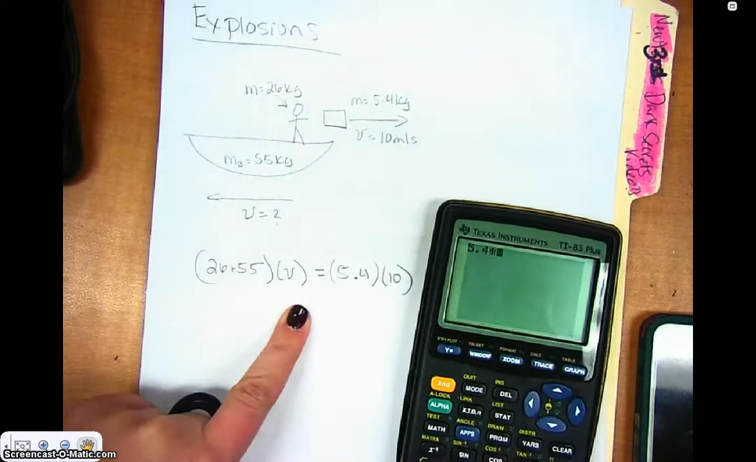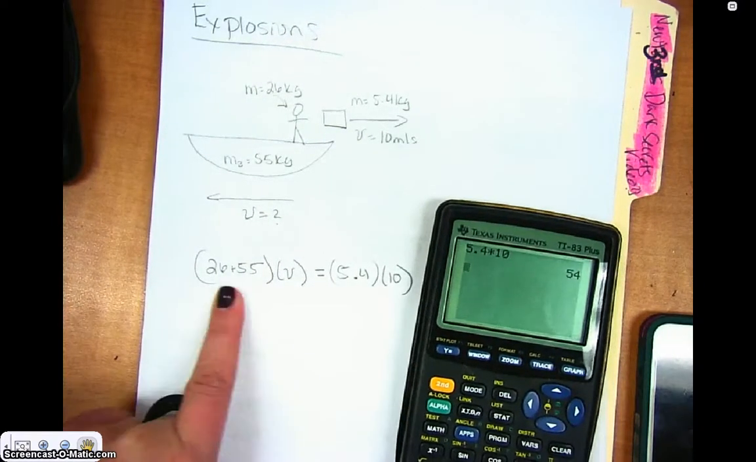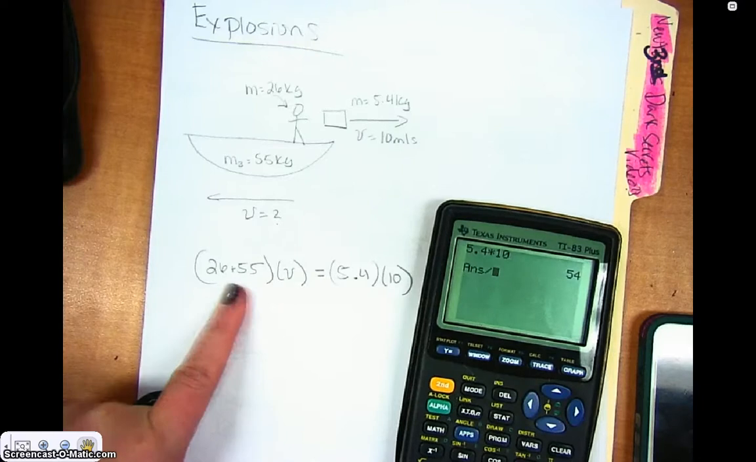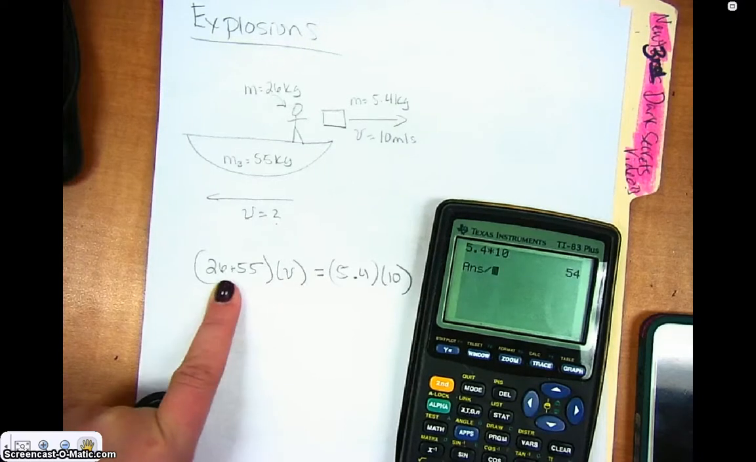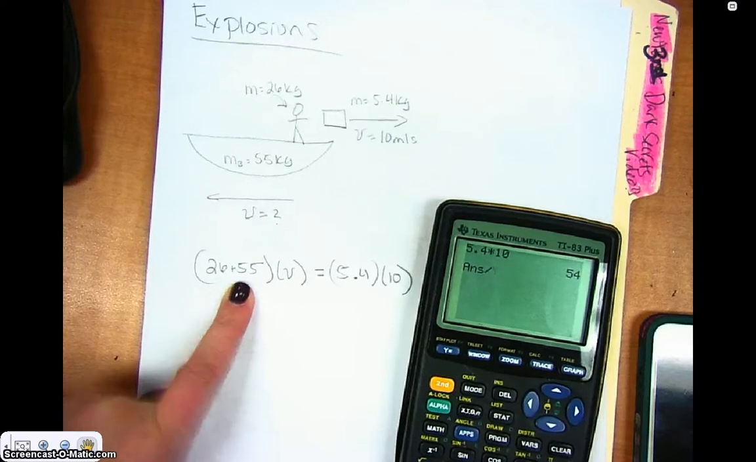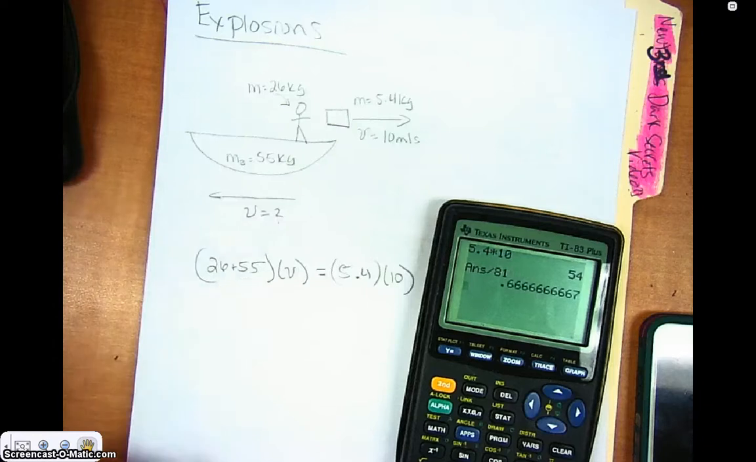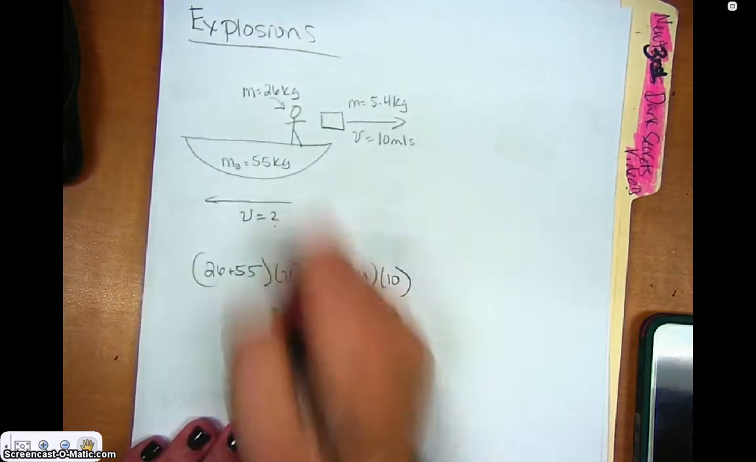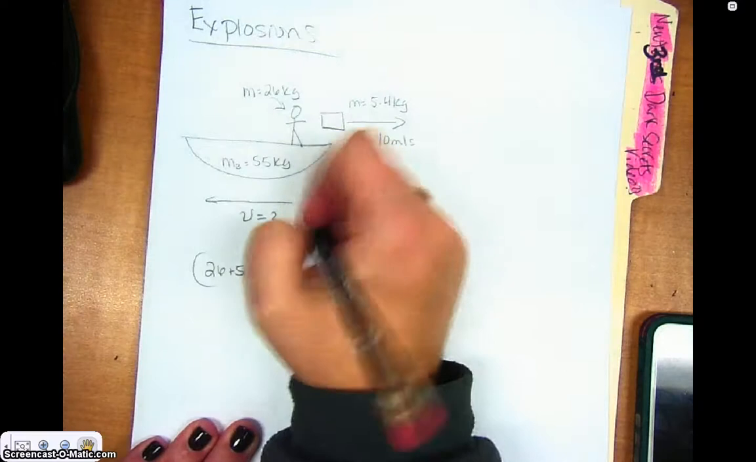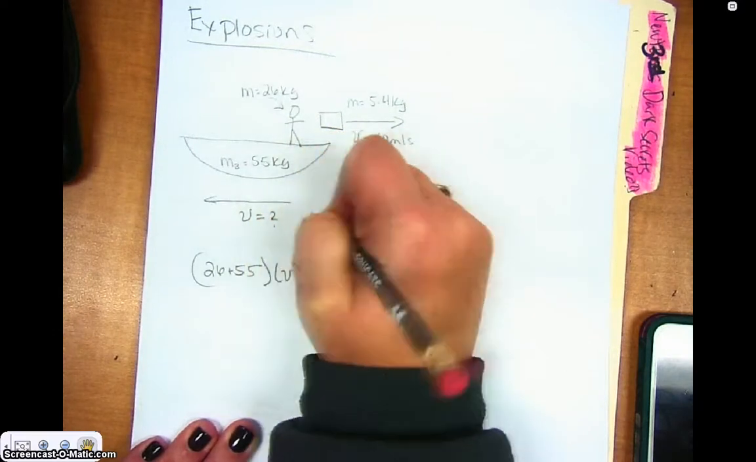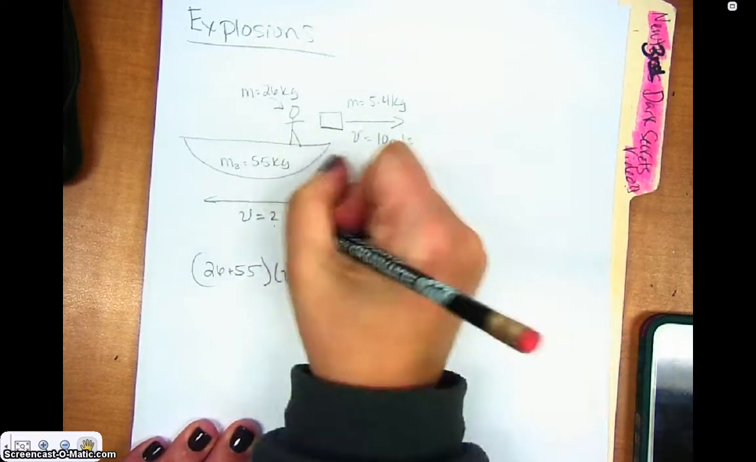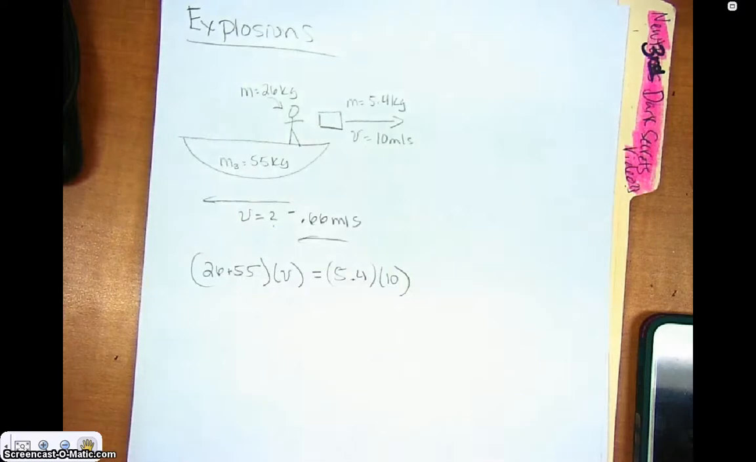So 5.4 times 10 gives me 54, and then we're going to divide by 26 plus 55, what's that, 81? So we're going to divide by 81, and I get 0.66 meters per second. So the velocity of the boat and the person is going to be 0.66 meters per second, and we can say that's negative or to the left.